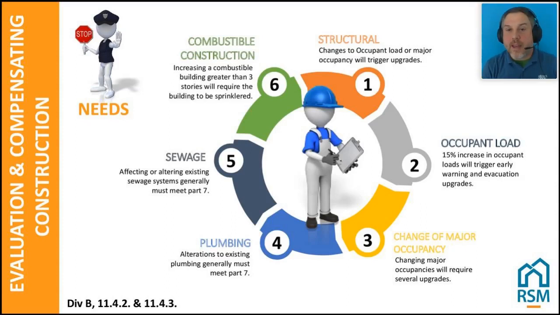We have to relook at, do you have a new pool in there? Well, the pool needs to meet it. The spa needs to meet it. Ventilation requirements have to be reviewed under Part 6. So this, again, is that conduit where we get to the change of major occupancy, and then compensating construction is going to send us to all the appropriate new code provisions that will apply to this particular change of use.